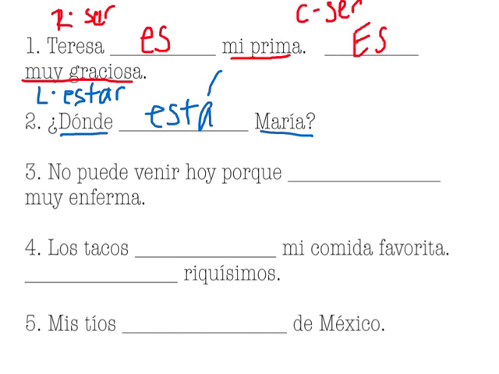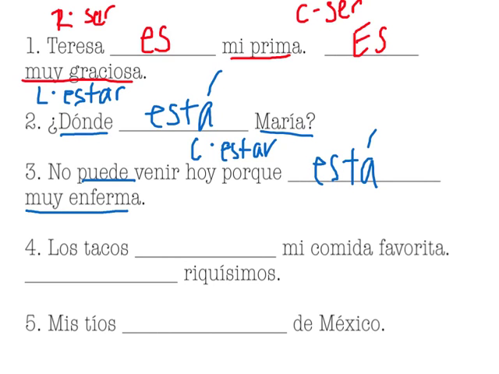No puede venir hoy porque blank muy enferma. She can't come today because she is very sick. Sick is a condition, the C in our place. So we're going to use the verb estar, and we'll conjugate the same way as puede is conjugated because we know we're talking about that person. So we'll use the él/ella form.